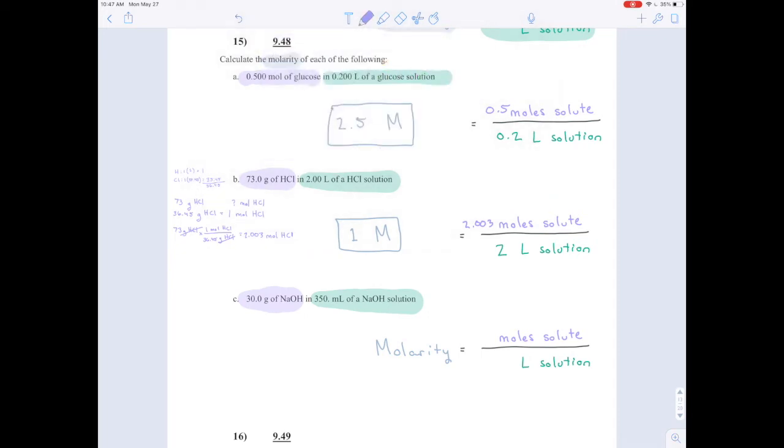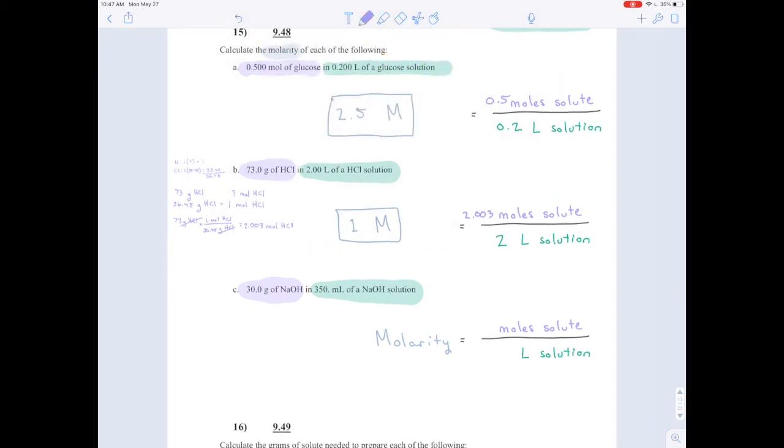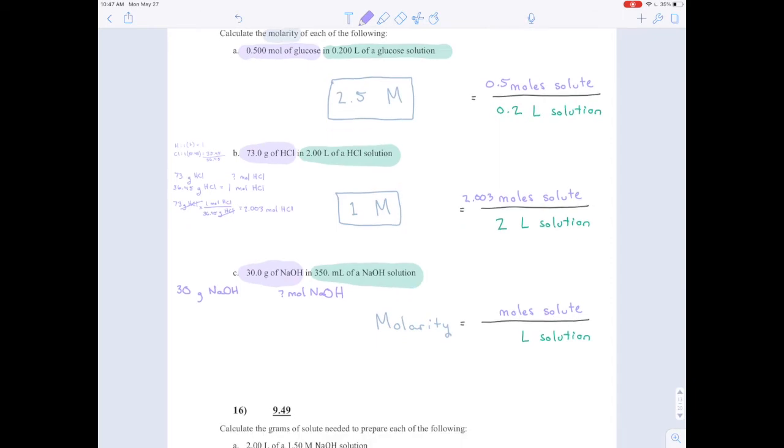So first, getting grams to moles. We have 30 grams of NaOH, but what we want to know is how many moles of NaOH that is. Once we have that, we can plug it in to the top of this fraction in order to find the molarity. So it's a conversion question. They give us units of one thing and ask for units of another. In order to do any conversion, you need a conversion factor that relates the 2 units. So how do grams of NaOH relate to moles of NaOH? That's the mass of 1 mole.